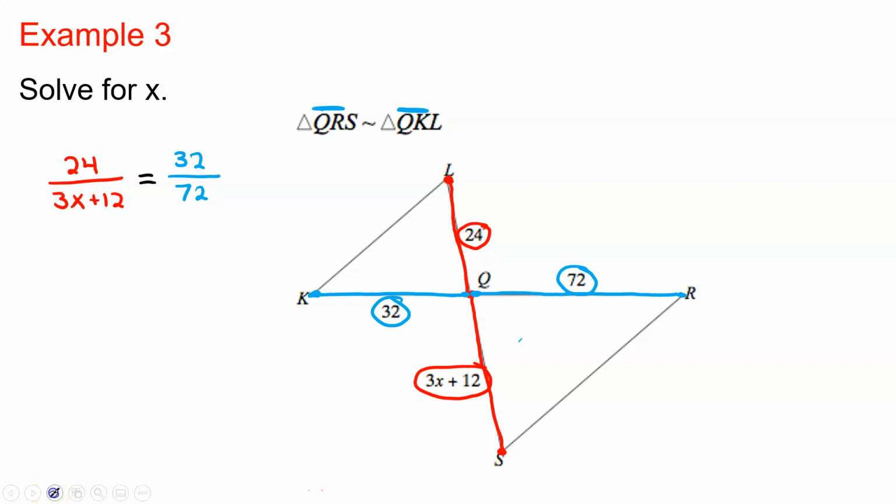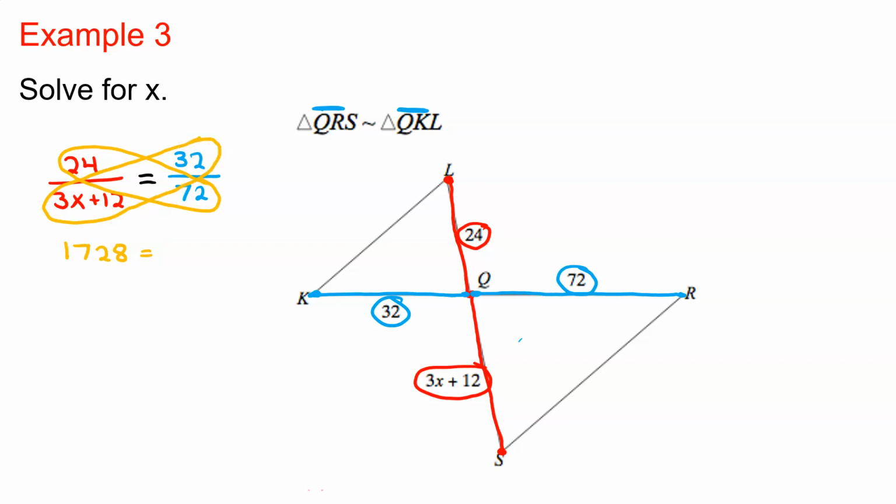All right, let's go through and just play this cross multiplication game. This time, I'll multiply diagonally this way first. 24 times 72. Let me use a calculator for this. There we go. 24 times 72 gives me 1,728. And this is equal to, I'm going to multiply again diagonally this way.